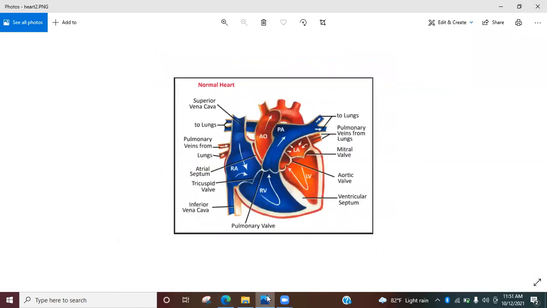Pulmonary arteries start from the heart and transport blood to the lungs. And then the aorta supplies blood to the other organs.